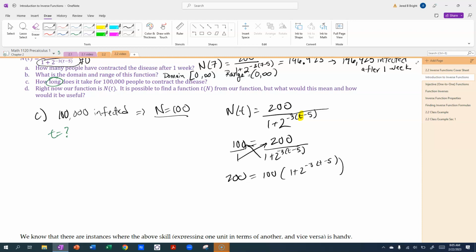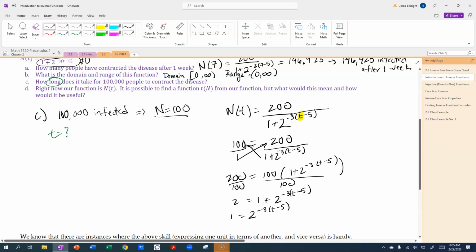Okay, and then my algebra skills can help me here. Divide by 100. Okay, 2 is equal to 1 plus 2 to the negative 3t minus 5. Subtract 1, 1 is equal to 2 to the negative 3t minus 5. Now this might take a little bit of work. We put it in and solve, but what we end up with is that t is equal to 5.